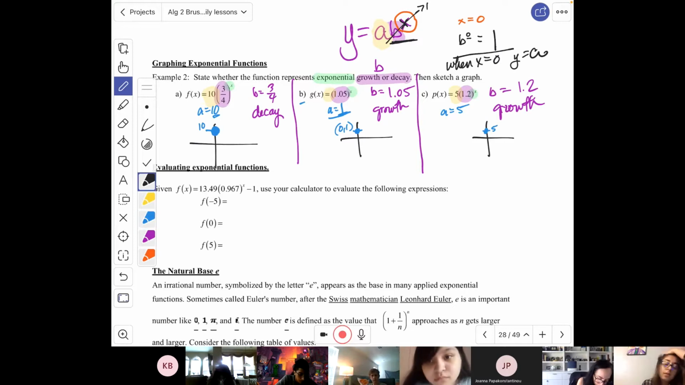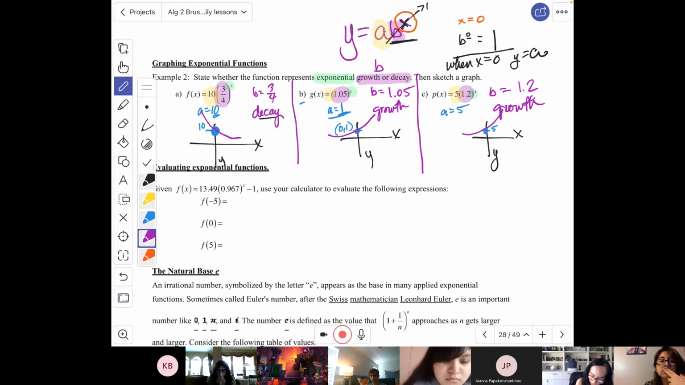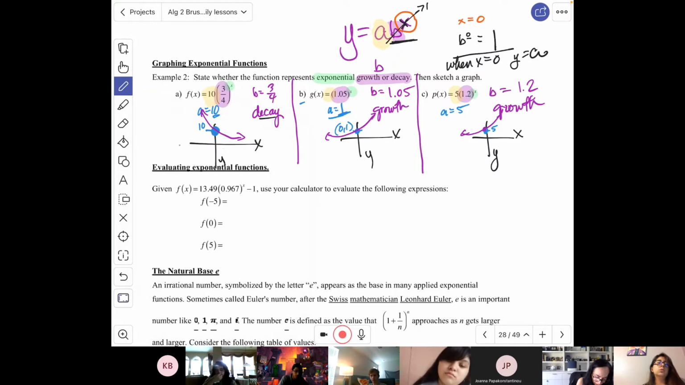Now, I have found my y-intercepts. To do a quick sketch, all you have to do is demonstrate that you know it's growth or decay. You could make a table of values and plot those points, but we said this is decay, so it looks like this. This one's growth, so it looks like that. This one's growth, so it looks like that. The key is, where does it cross the y-axis? Also, keep in mind that you have a horizontal asymptote for each of these at y equals 0.